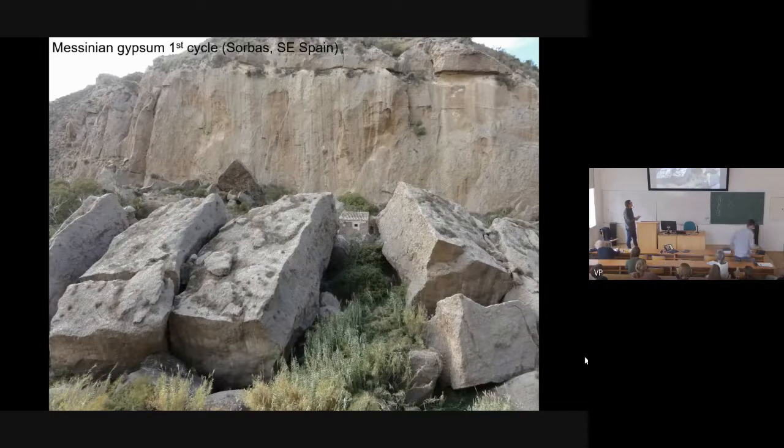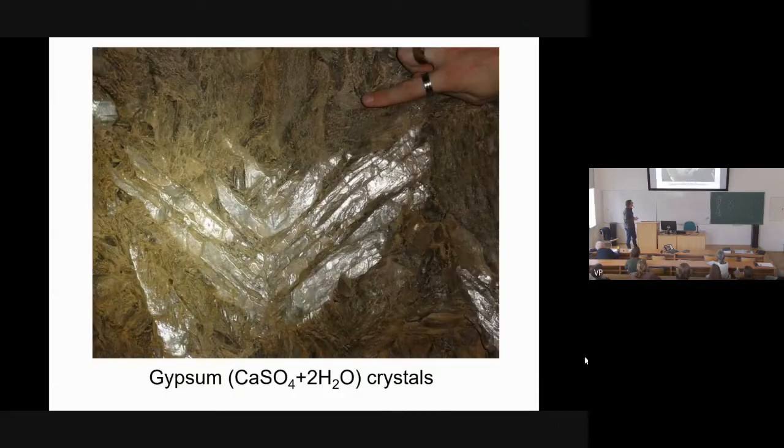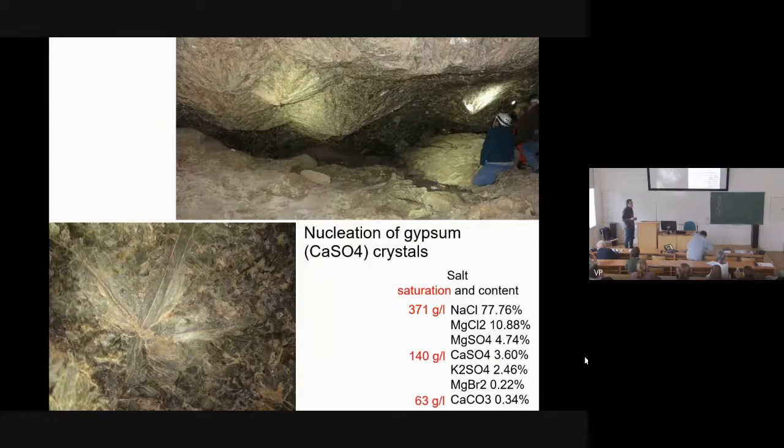Let me show you that. These are blocks falling from the first cycle of gypsum precipitation about 6 million years ago in southern Spain. Everything that you see in this picture is actually pure crystal, translucent crystals of pure gypsum, including the house itself. It's built with the same rock. This is how they look. They have several types of crystallization patterns, but usually they show this branching type of crystallization. The locals call these palm trees.